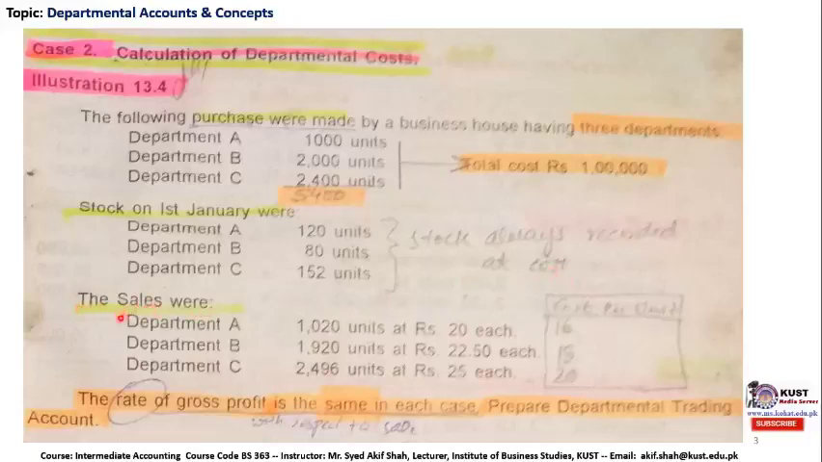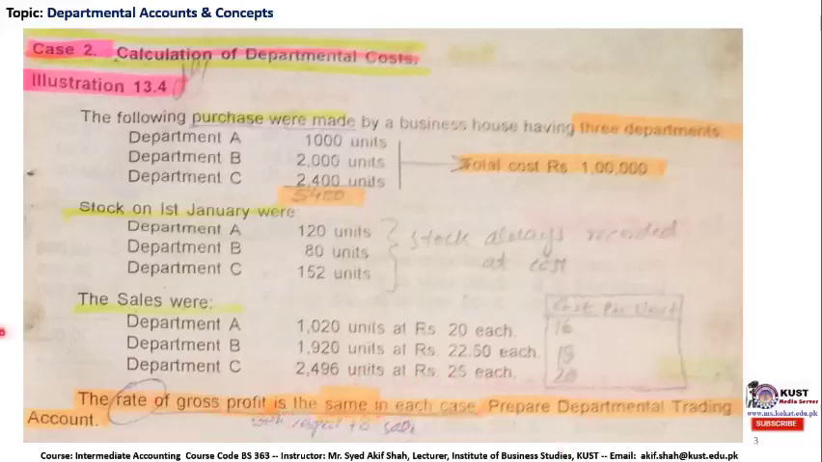The sales data has been given. For Department A, 1020 units have been sold at the rate of 20 rupees each. Similarly, for Department B, 1920 units have been sold at the rate of 22.5 rupees each, and for Department C, 2496 units have been sold at the rate of 25 rupees each. The last data pertaining to this question is that the rate of gross profit is the same in each case, and the question asks us to prepare departmental trading accounts.